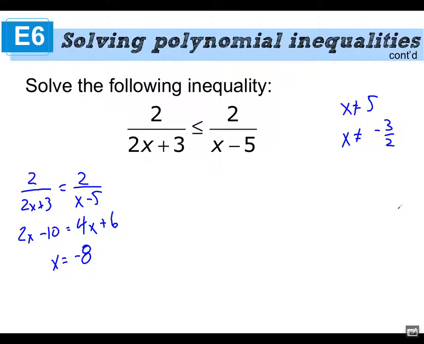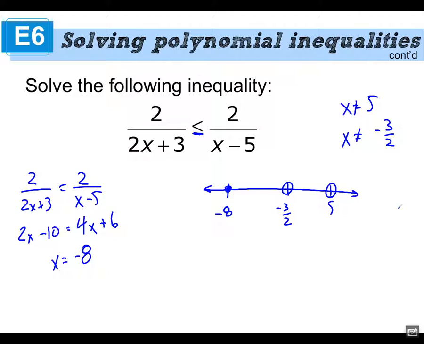Well, let's just do it. Create a number line. Make sure you put them on the number line in the correct order. Which is the smallest number? Negative 8. Solid dot or open circle? Solid dot, because of the less than or equal to. Negative 3 halves, open circle, and 5, open circle.